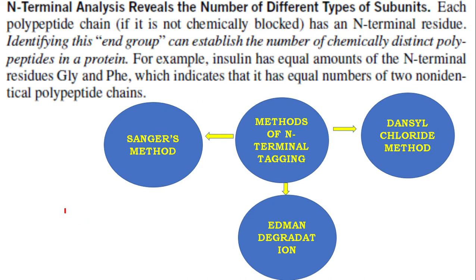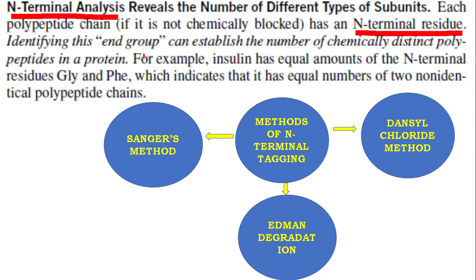A process called N-terminal analysis is very important in identifying the N-terminal residue. What is the N-terminal residue? It is the amino acid at the N-terminal, the amino terminal of the polypeptide chain. The importance of this process is that once we identify the N-terminal amino acid, we can find out how many polypeptide chains are there in that protein.